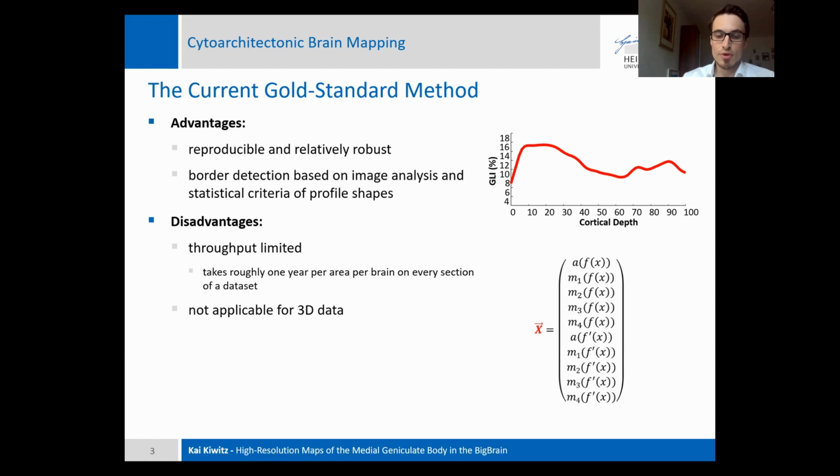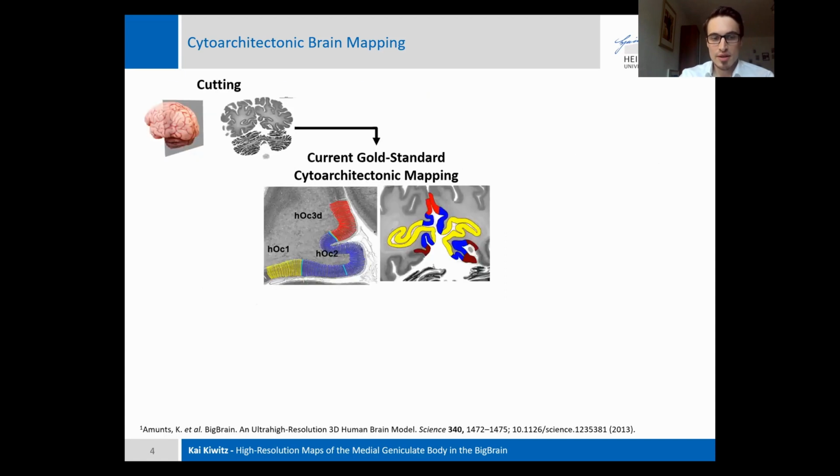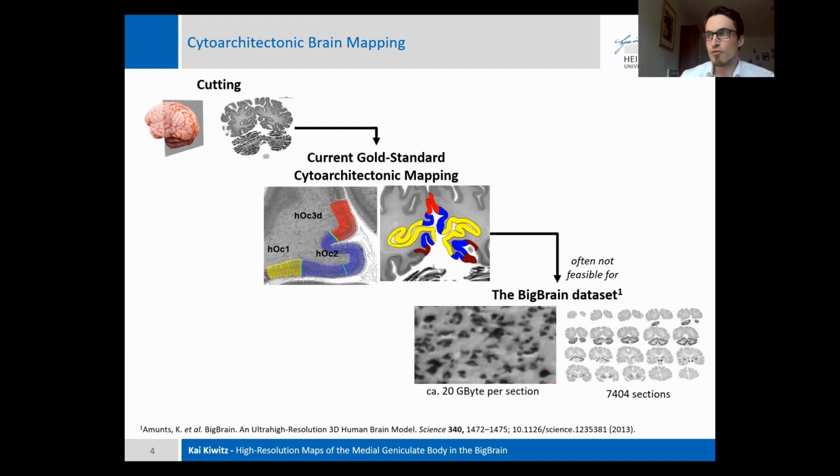First of all, its throughput is limited. It takes roughly 1 year per area per brain on every section of a data set to map a whole cortical area. It's also not applicable for 3D data. And most specifically important for this talk, it is also not applicable for subcortical nuclei. So you can already see that depending on what you're trying to map, the current gold standard method is often not feasible for the BigBrain dataset.